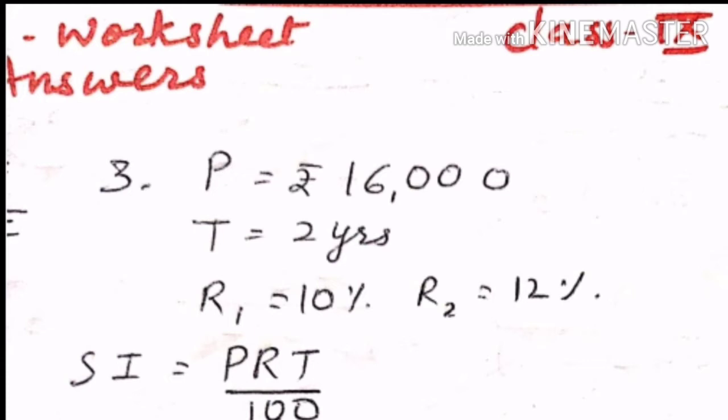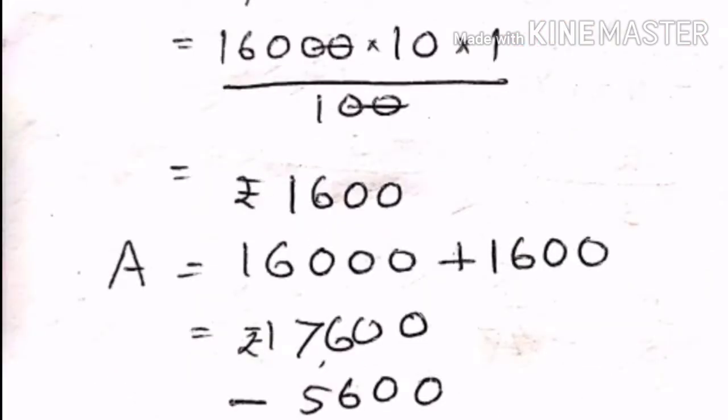I take my first step as SI is equal to PRT upon 100 and place the values. Now 16,000 into 10 into 1 upon 100, 20 get cancelled. So rupees 1600 is the SI. Now A is equal to 16,000 plus 1600, so we get 17,600. But it is given that he repays, so we have to subtract 5,600 from 17,600. So we get 12,000 at the end of the first year.